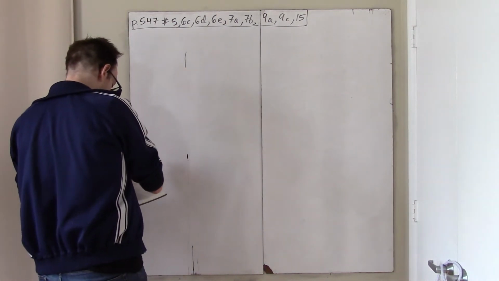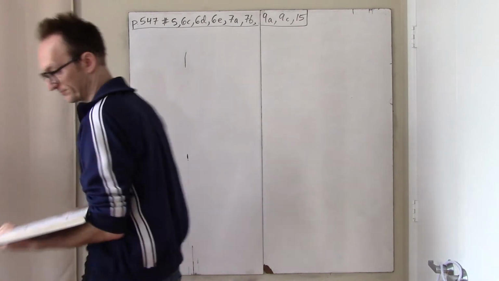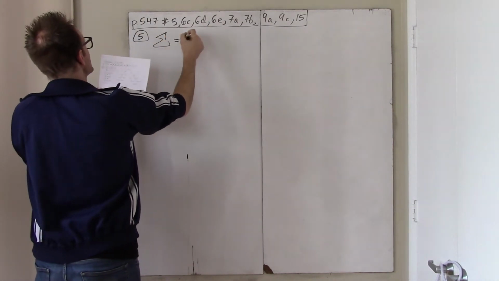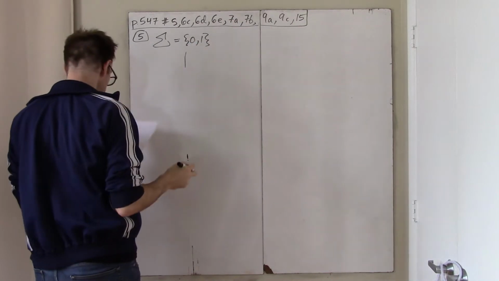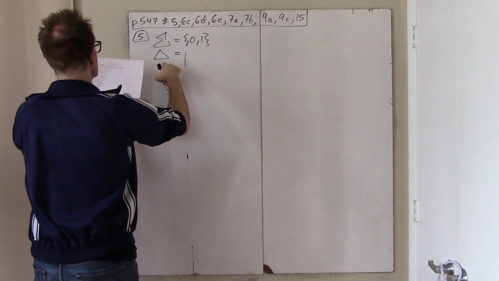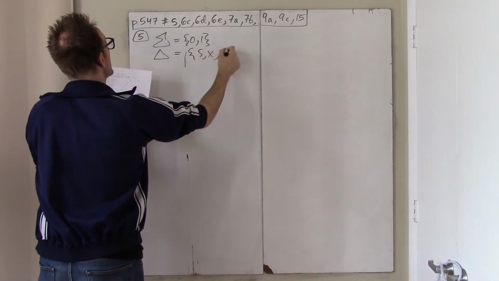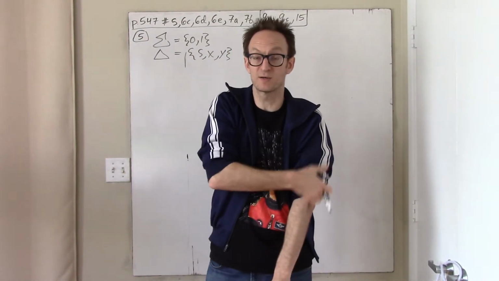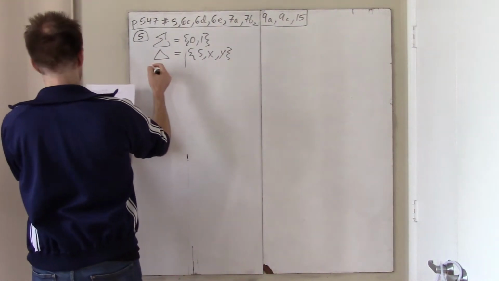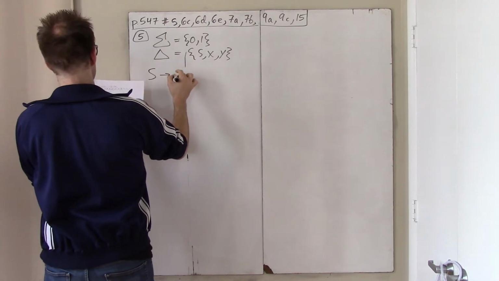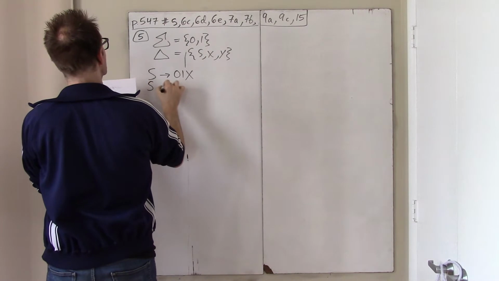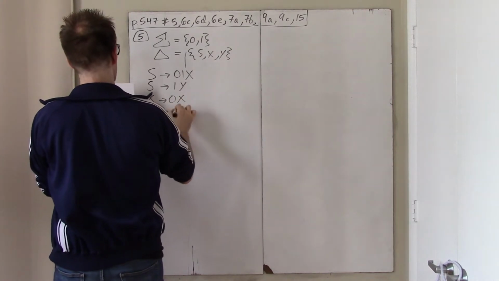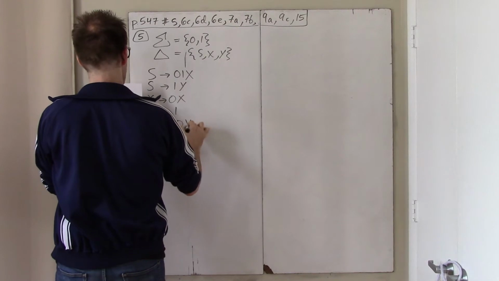Okay, number 5 says, take the following alphabet, sigma, which consists of zeros and ones, and let the set of non-terminal symbols be S, X, Y. I personally find the OR notation to be extremely distracting when there are zeros and ones in my alphabet, so I'm going to write it out long style as S goes to 0X, S goes to 1Y, X goes to 0X, X goes to 1, Y goes to 00Y, and Y goes to 1.